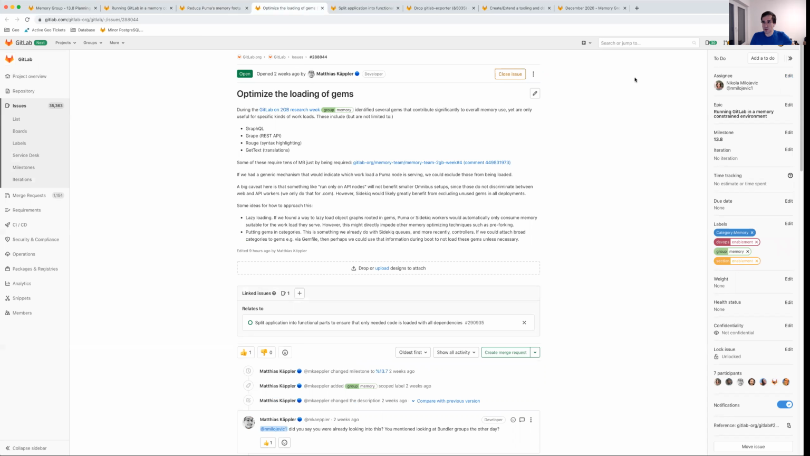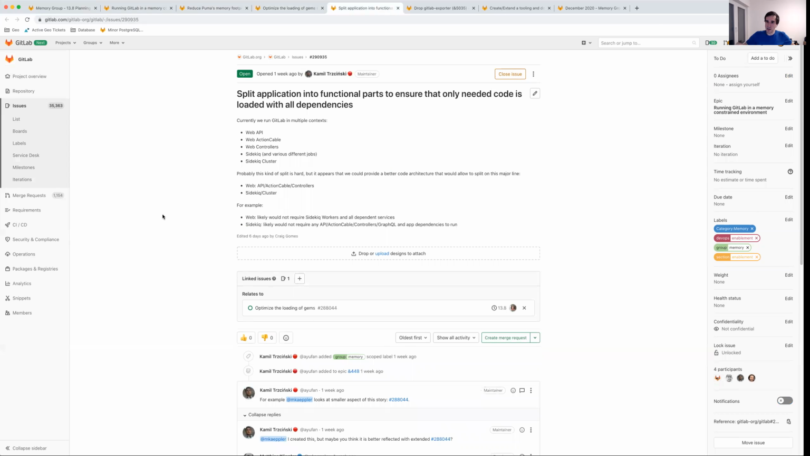Another issue that we're going to work on that came out of the research week is to optimize the loading of gems. This is essentially just handling gems and how they get loaded into GitLab, and we can do that in more memory efficient ways. So we're going to work on that in 13.8 as well.